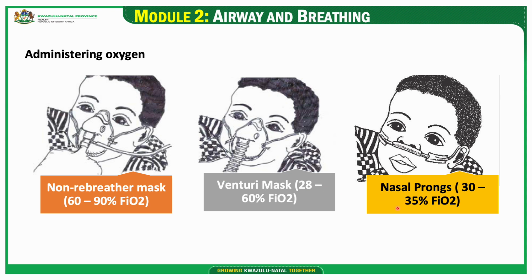Another modality that we have at our disposal is the nasal prongs. These are prongs that go straight into the nostrils, and we usually use a flow rate of between 0.5 to 2 liters depending on the patient's age, and they give us an FiO2 of between 30 and 35%.